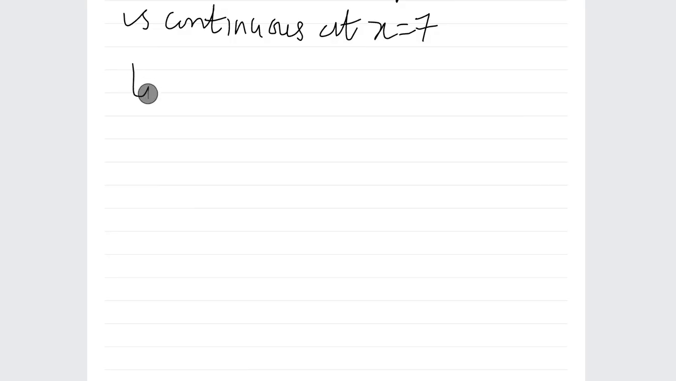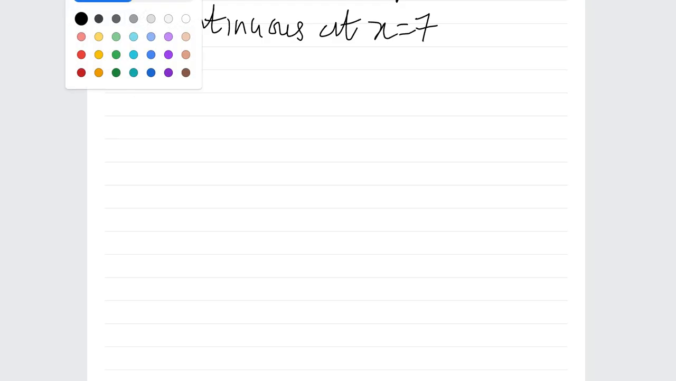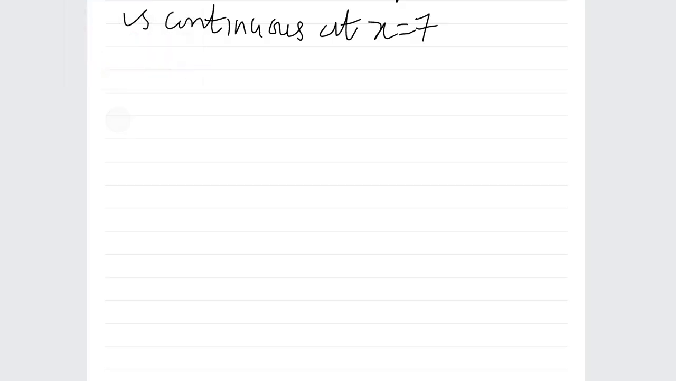So let's say we have limit, not limit, sorry. So you want to check. So example 2, let's change this pen here now. So let's use this color. So example 2.